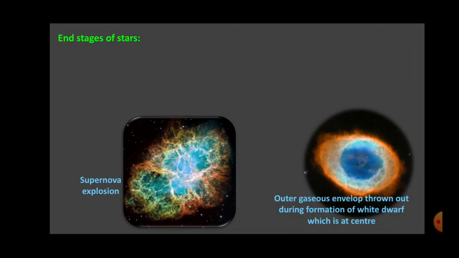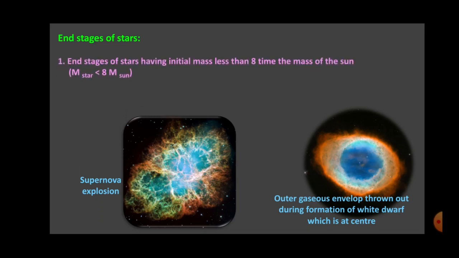Now, there are three ways of evolution of stars depending on their initial mass. So, it is divided into three groups. The end stages for all the stars in the same group are the same. Now, the first one is the end stages of stars having initial mass less than 8 times the mass of the sun.